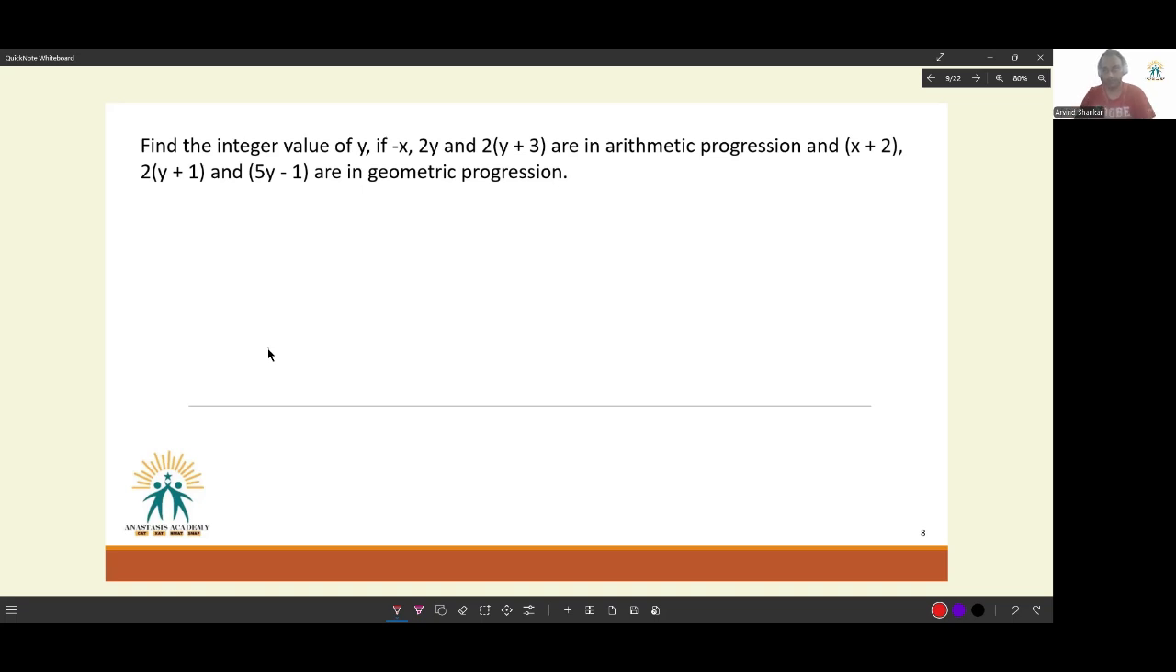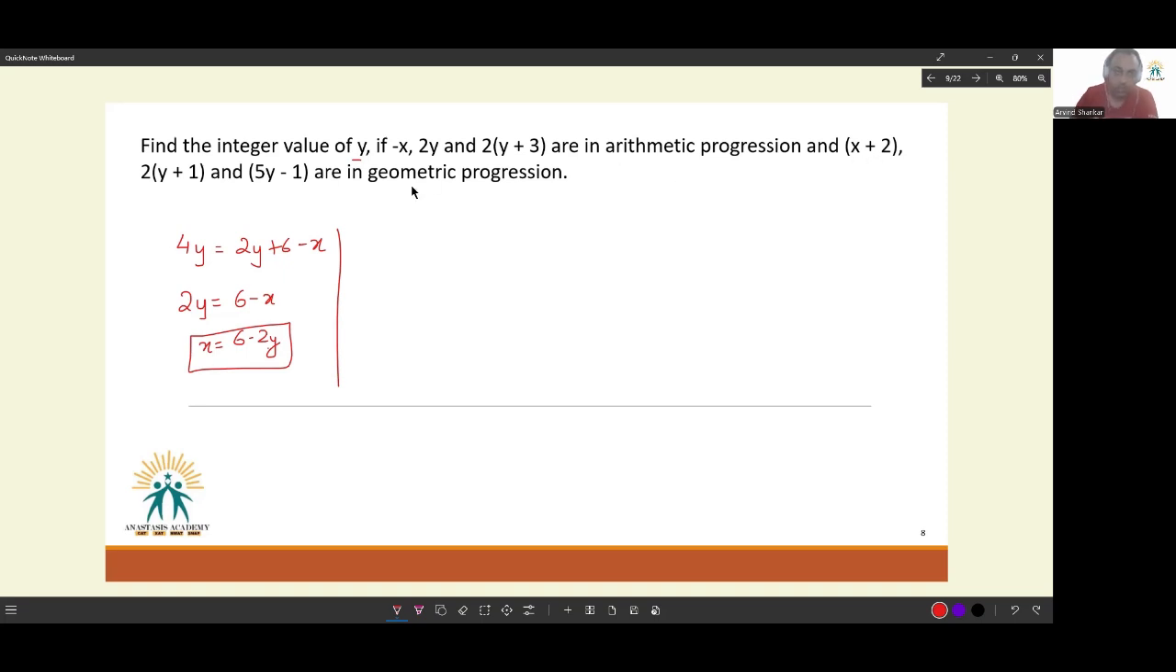We have: find the integer value of y if minus x, 2y, 2y plus 3 are in AP, and x plus 2, 2y plus 1, and 5y minus 1 are in GP. Based on AP and GP, I will simply write down twice the middle term: 4y is equal to 2y plus 6 minus x, or 2y is equal to 6 minus x, or x is equal to 6 minus 2y. This is from the AP relation.